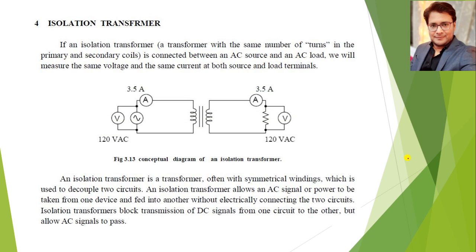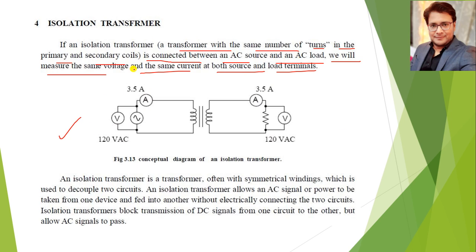Isolation transformer. An isolation transformer, a transformer with the same number of turns in the primary and secondary coil, is connected between an AC source and AC load. We will measure the same voltage and the same current at both source and load terminal. According to this figure, same voltage and same current will flow on both sides.